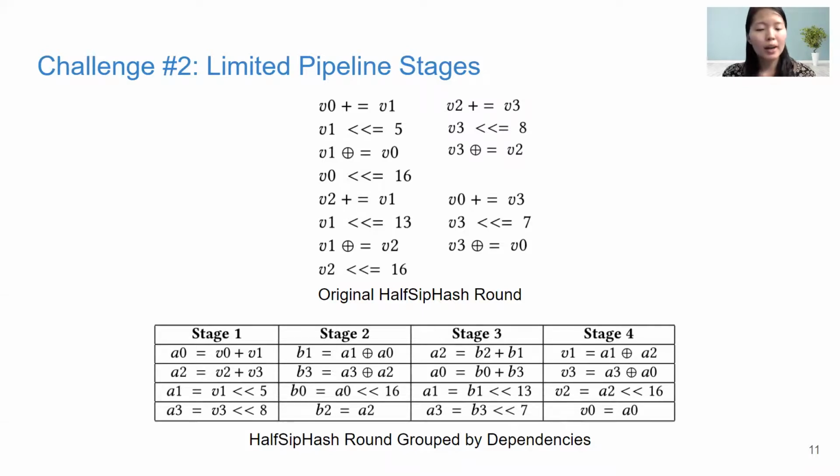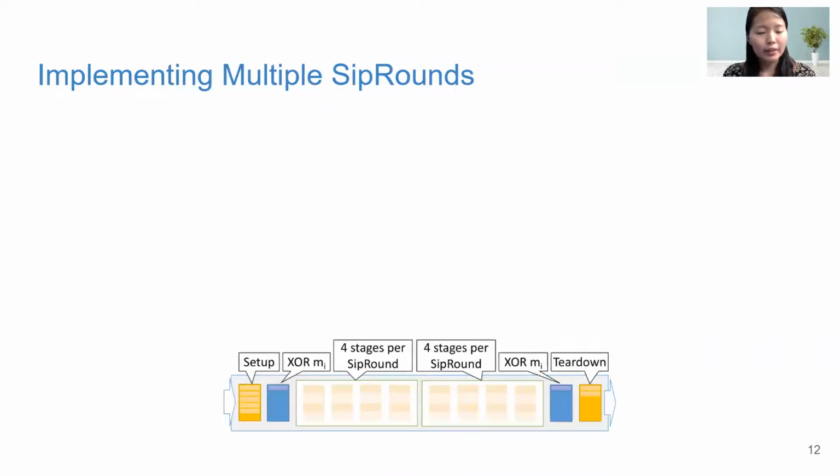So now we have figured out how to implement our operations in as few stages as possible and fit a SIP round in as few stages as possible. As we saw previously, however, it's not good enough to just have a single SIP round. We have to do multiple iterations of SIP round processing to do an entire HalfSipHash.